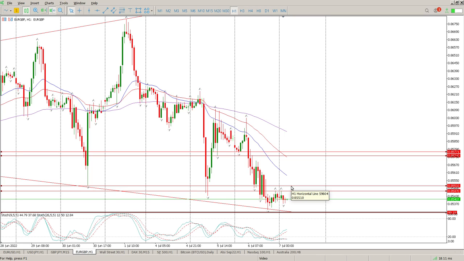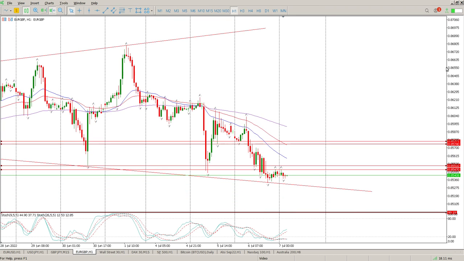So I'd want to see a move to 0.85510. Get up there, and then you have potential for a move down, but then you need to watch to see what should happen. It should start tracking this trend line and then drop below it, come and retest it, and that would be another signal.